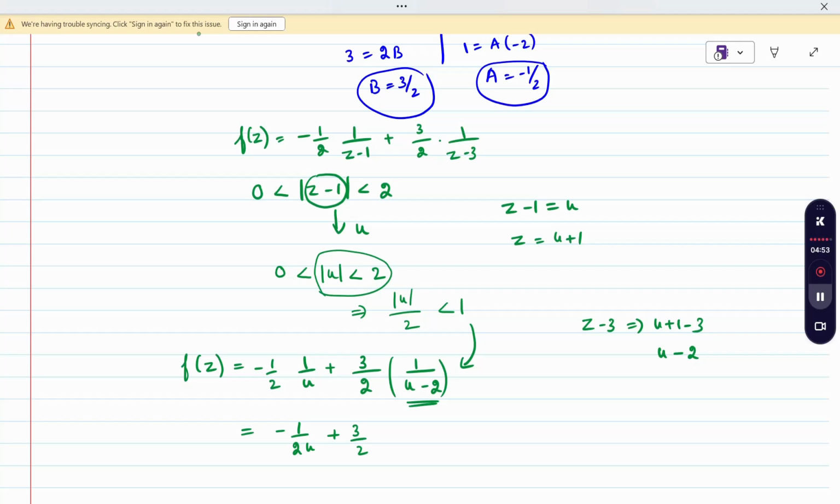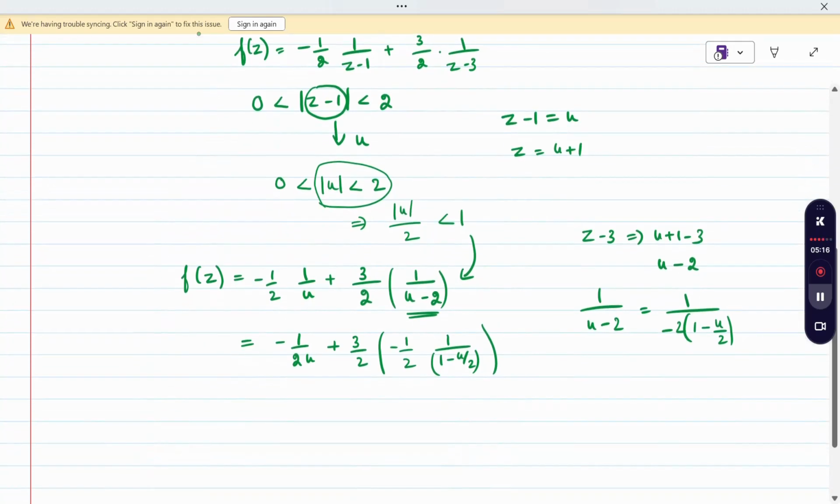So how can I write? By 2 I have to take it. In this term, 1 divided by u minus 2, if I take minus 2 out, I can write 1 minus u by 2. Correct? So I am going to write minus 1 by 2 into 1 divided by 1 minus u by 2. This can be written in the numerator. Next step I will write.